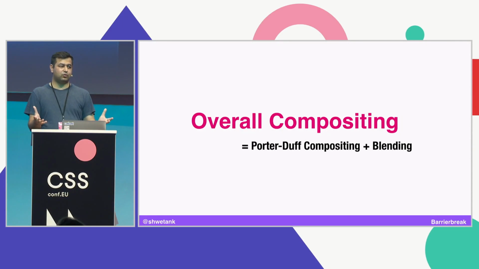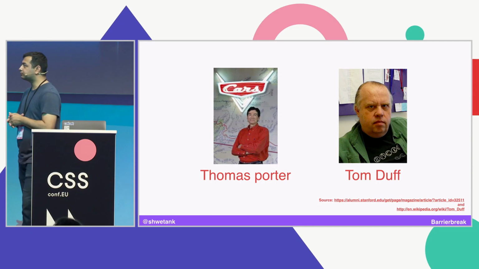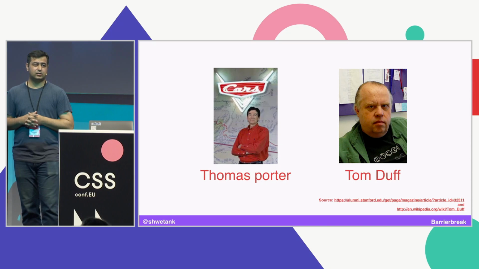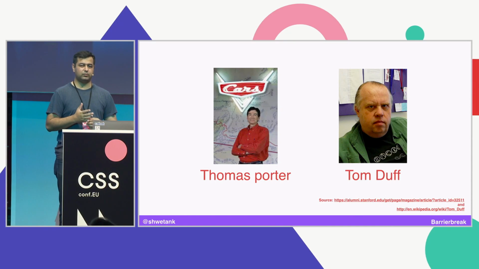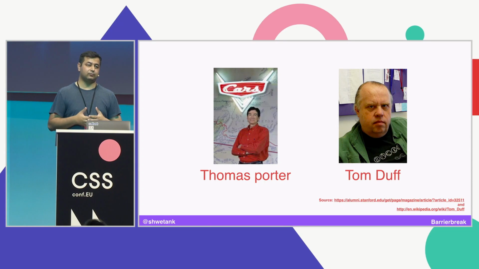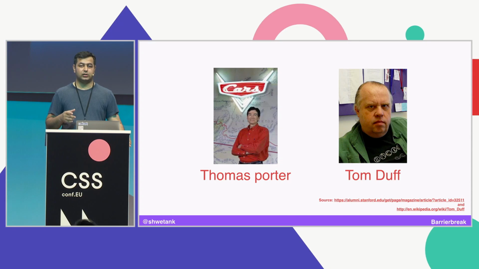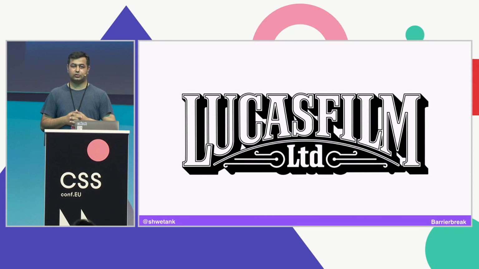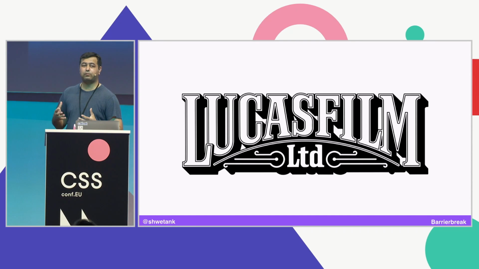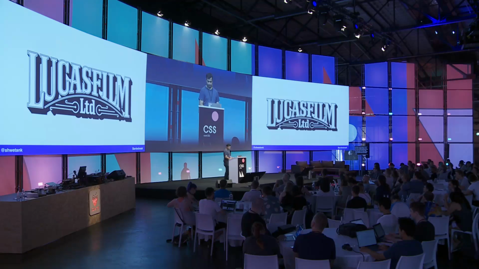But what exactly is Porter-Duff compositing? It's named after Thomas Porter and Tom Duff, who in the early 80s, I think 1984, published a seminal paper on how to deal with overlapping objects, this exact thing called compositing. At that time, they were working together at a small company called Lucasfilm, which was doing a lot of pioneering work when it came to digital graphics.